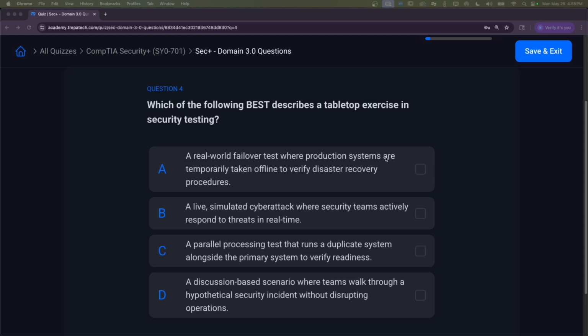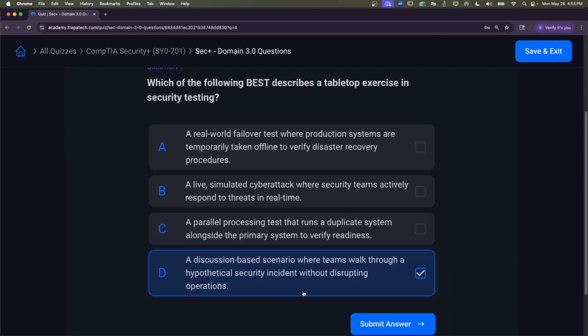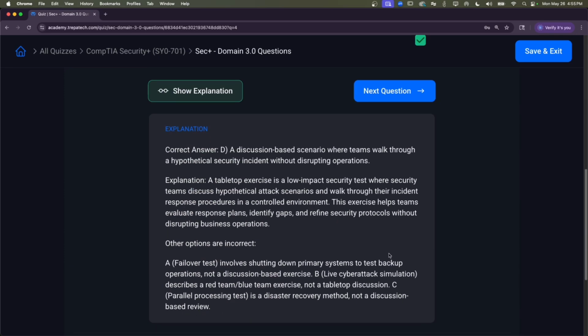Question 4. Which of the following best describes a tabletop exercise in security testing? So tabletop exercise, that is going to be where we're all getting around in a room and we define our roles and responsibilities. We're not actually doing any simulation. We're not taking anything down or actively on the network. So I'm going to go with D here. A discussion-based scenario where teams walk through a hypothetical security incident without disrupting operations. And that is what a tabletop exercise is. Pause the video if you'd like to read the explanation.